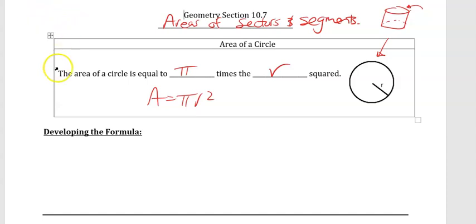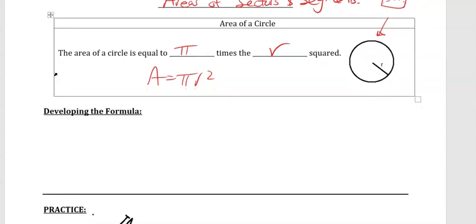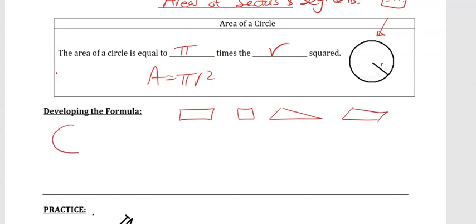I know we've discussed a little bit how you come up with this formula. At the time that we developed this formula, we had known how to find the area of a rectangle, a square, and a triangle, but that was pretty much it. Maybe a parallelogram as well. And we were trying to figure out how to make a circle into one of these figures.